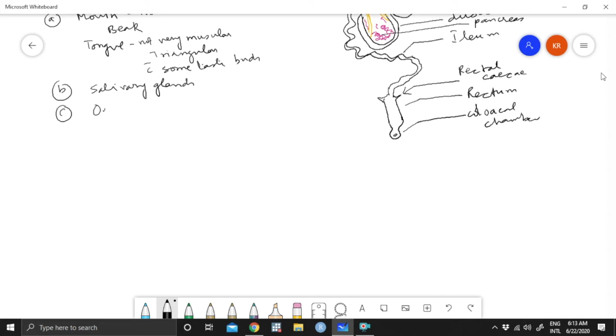C, esophagus. It will just push the food down, no digestion takes place over here. And D, the last part of the esophagus, so it's not a new part, but the last part of the esophagus is dilated into crop. It stores the grains. There is a lot of mucus in this part.